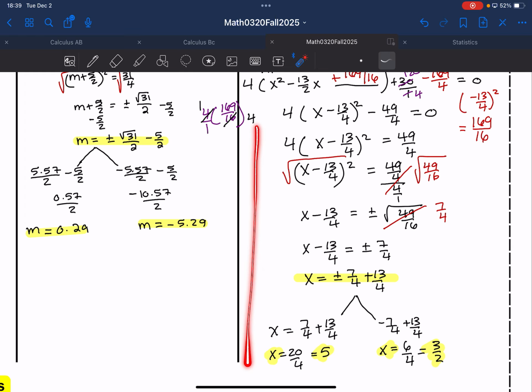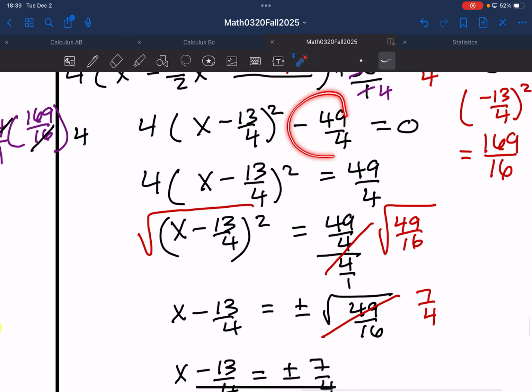And it was only long because there's fractions, right? We had to get common denominator several times. So once we're here, we added this over to the other side. Okay. We divided by 4, and so we did 49 over 4 divided by 4 over 1, which is the same as saying 49 over 4 times 1 over 4. We divided by 4? Yes, from here.